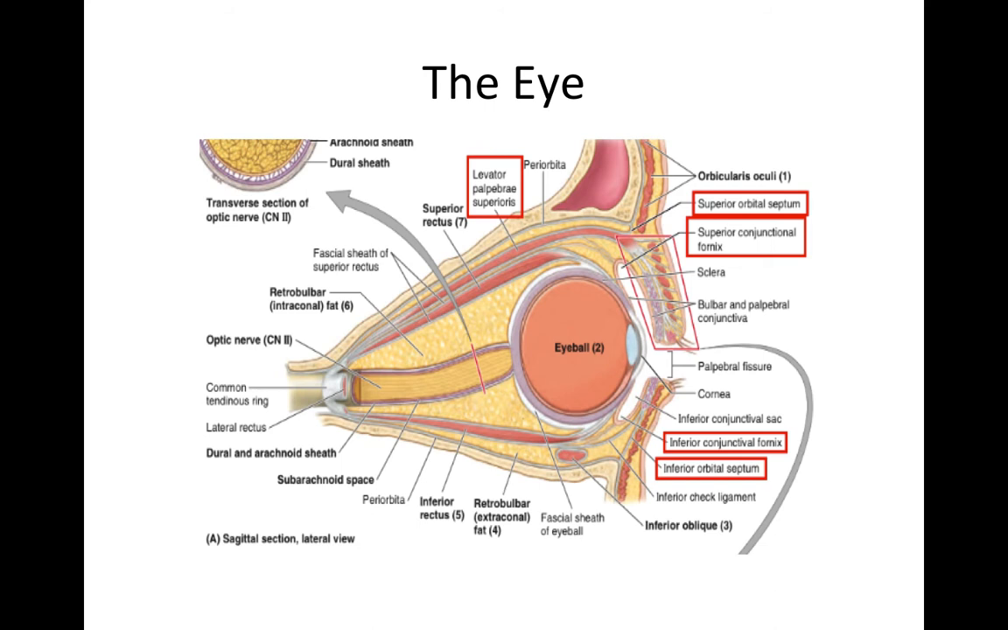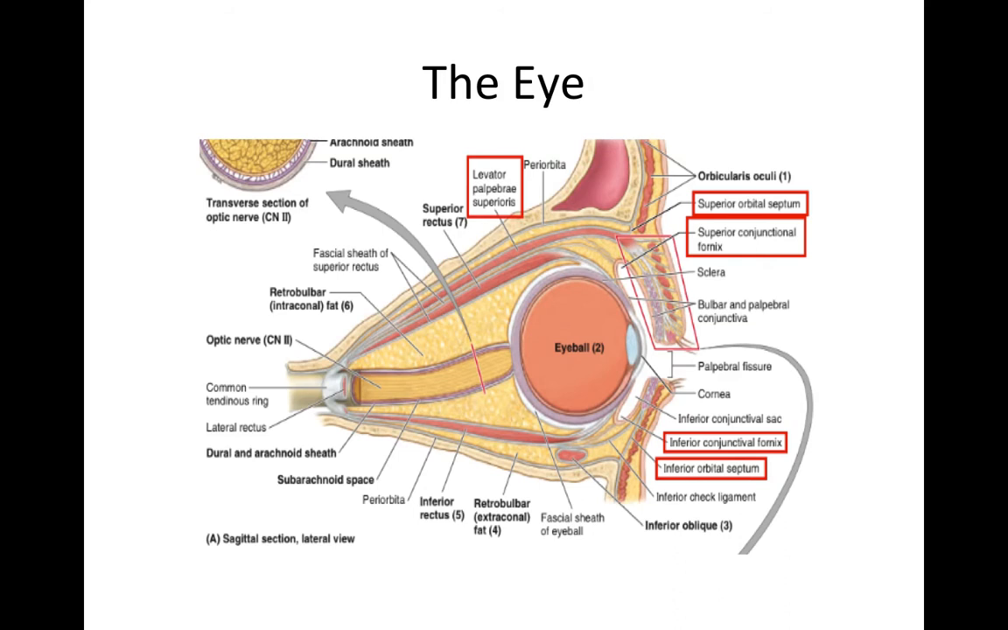We also have the orbital septum. This is a thin membrane that arises from the orbital periosteum along the entire rim of the orbit. It passes into the eyelid and emerges with the tarsal plates. So ultimately, that's going to be throughout the structure to the tarsal plates.